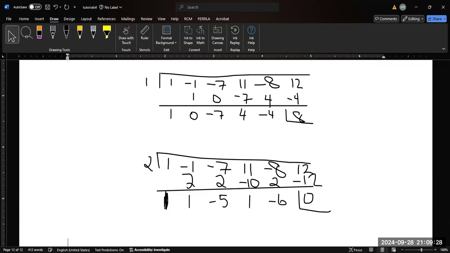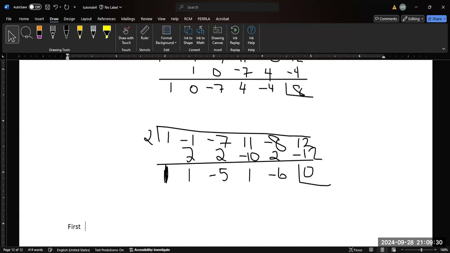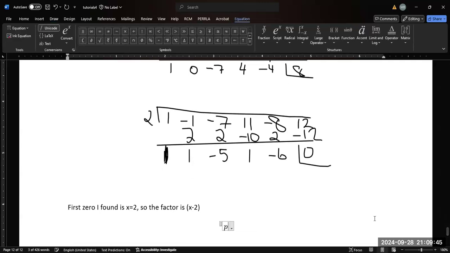So the first zero I found is x equals 2. So the factor is x minus 2. And right now, what I have is p of x is equal to x minus 2 times the polynomial that's left, which is 1 degree smaller.